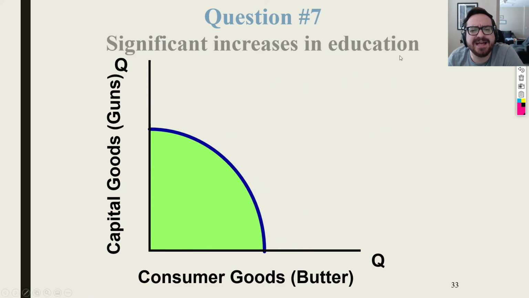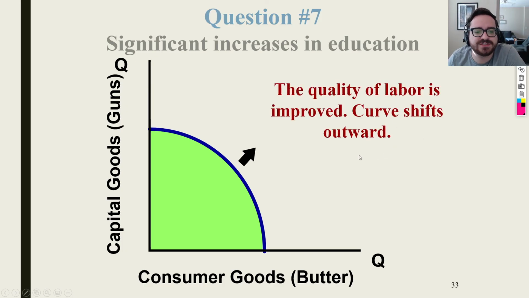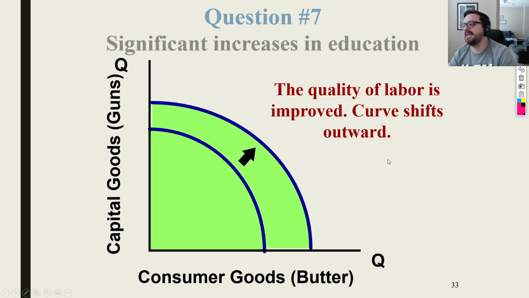And lastly, increases in education. Why does this matter, Mr. Teacher Man? Easy. Human capital. Human capital, your workers' knowledge and skills, that's a resource, baby. Better resource. Curve shifts outward. Labor is smarter, works harder, works better, is better at doing things, because when you're smarter, you tend to actually produce more.